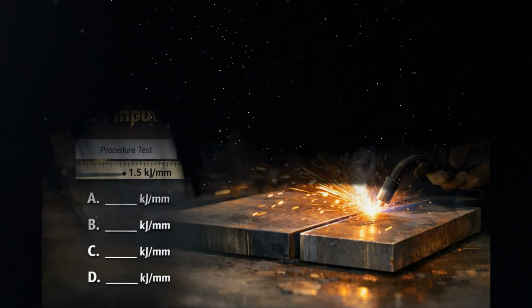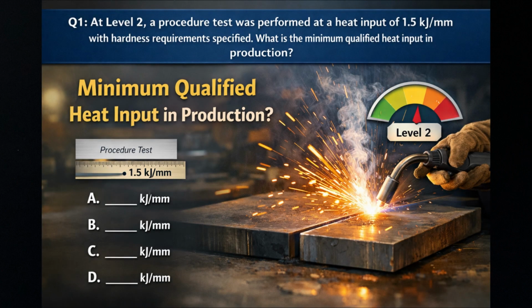Quiz Lecture 8. Please comment answers in comment section. Question 1. At level 2, a procedure test was performed at a heat input of 1.5 kJ per millimeter with hardness requirements specified. What is the minimum qualified heat input in production?